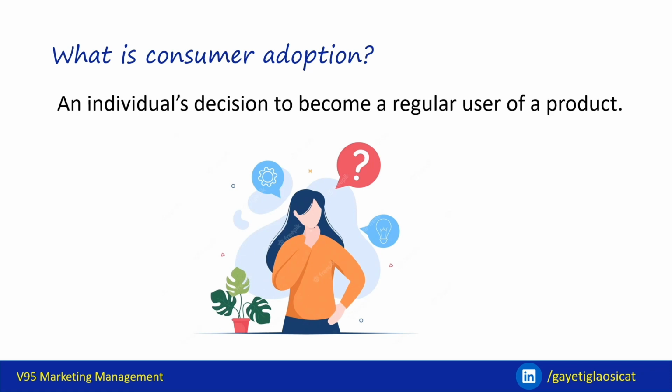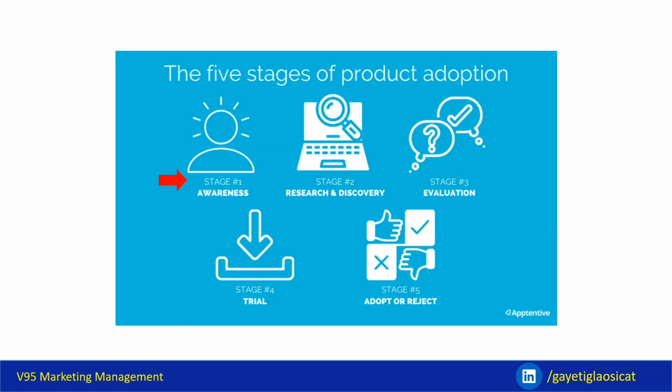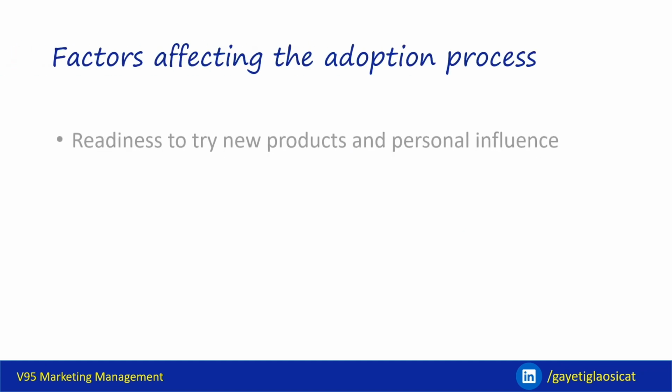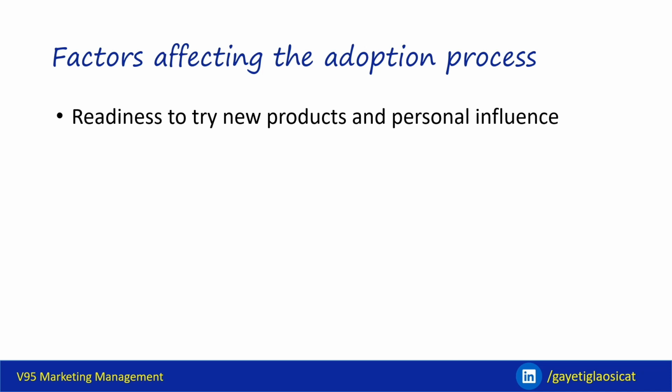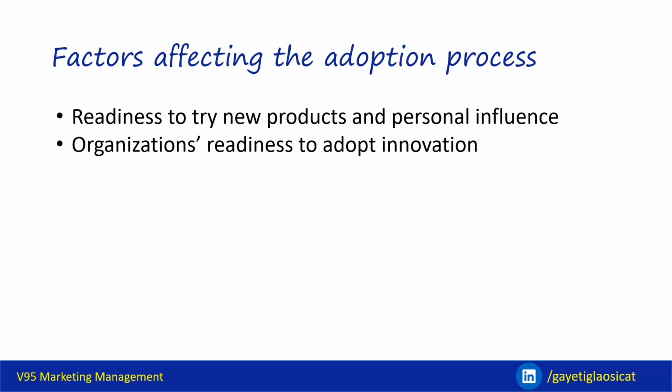What is consumer adoption? Consumer adoption is an individual's decision to become a regular user of a product. The five stages of product adoption include awareness, research and discovery, evaluation, trial, and lastly, the adoption and rejection stage. The factors affecting the adoption process include the readiness to try new products and personal influences, the organization's readiness to adopt the innovation, and even the characteristics of the innovation.